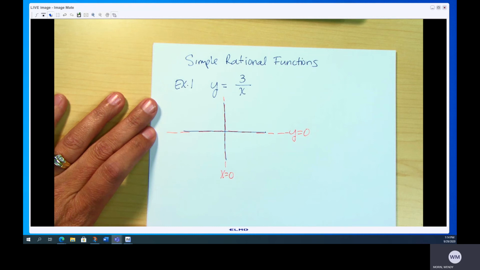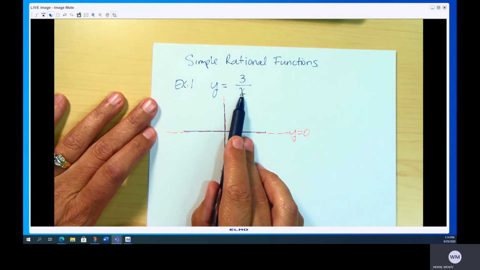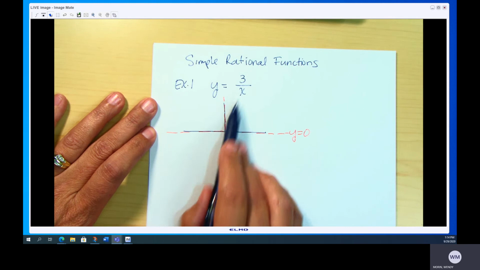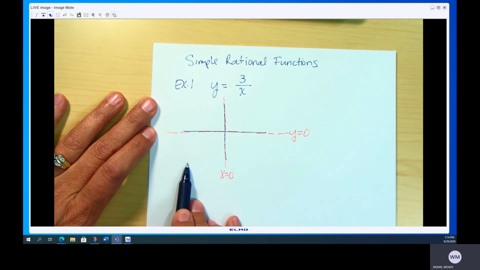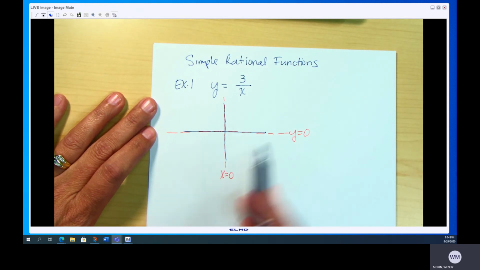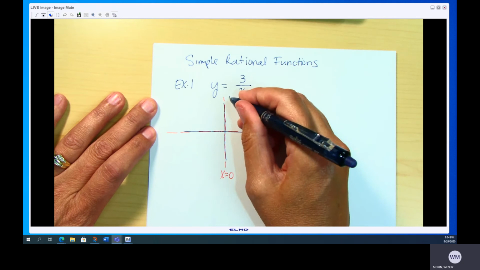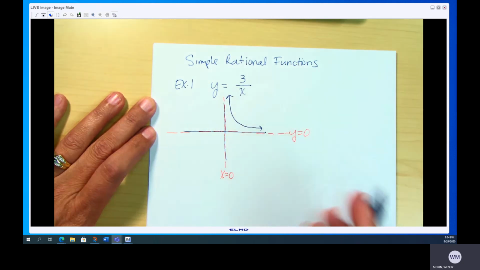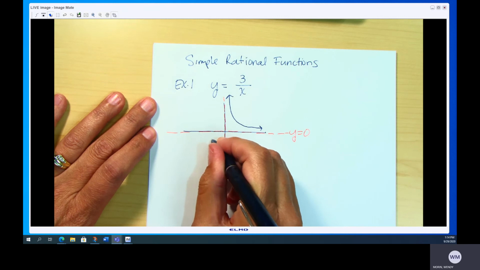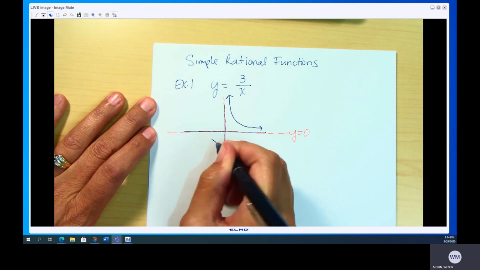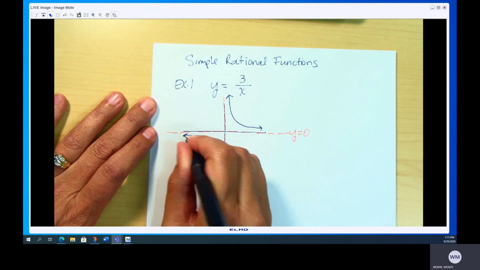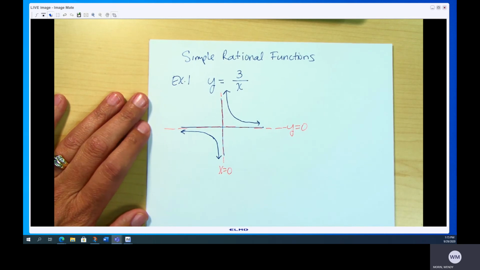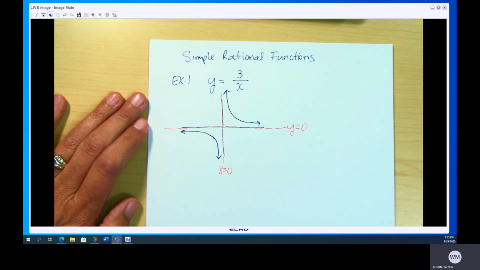Now you can plot some points by plugging in some x values, but you'll find if your x value is positive, so is your y value, and if your x value is negative, so is your y value. So we're just going to sketch the branches. It gets really close to the horizontal asymptote. It doesn't curve back in. It approaches the vertical asymptote, and it approaches the horizontal asymptote. So that is a sketch of a basic rational function, like the parent function.